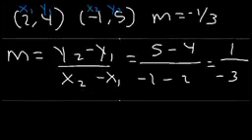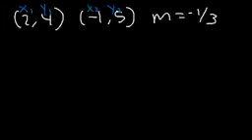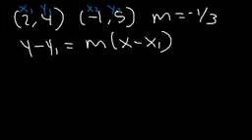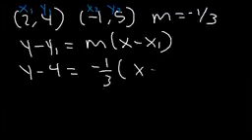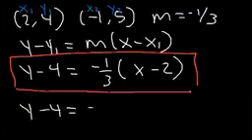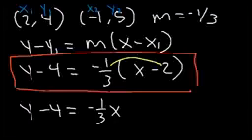So now let's write the equation of the line first in point slope form. So y minus y1 is equal to m times x minus x1. We can use either point, 2, 4, or negative 1, 5. I'm going to use 2, 4. So y1 is 4, m is negative 1/3, and x1 is 2. So this is the answer in point slope form. So now let's convert it to slope-intercept form. Let's distribute the negative 1/3. It's going to be negative 1/3 x, and then negative 1/3 times negative 2. Negative 1 times negative 2 is 2, so it's positive 2/3.